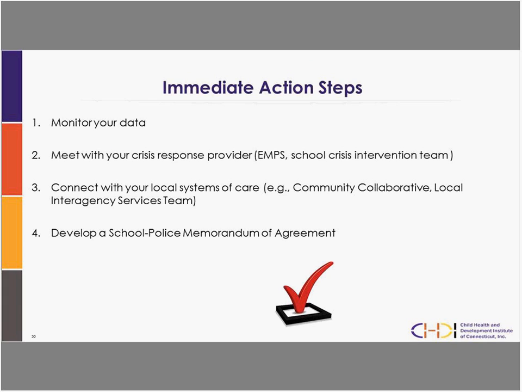So I just wanted to leave you with a few of the immediate action steps, the 4 immediate action steps that are identified in our toolkit. And again, these are things that we feel you can implement today. First is monitoring your data. Do you actually know the level of need in your community or in any particular school? Second, have you met with a crisis response provider? Is that someone within the school? Is it a community-based team? Who can provide that level of response?